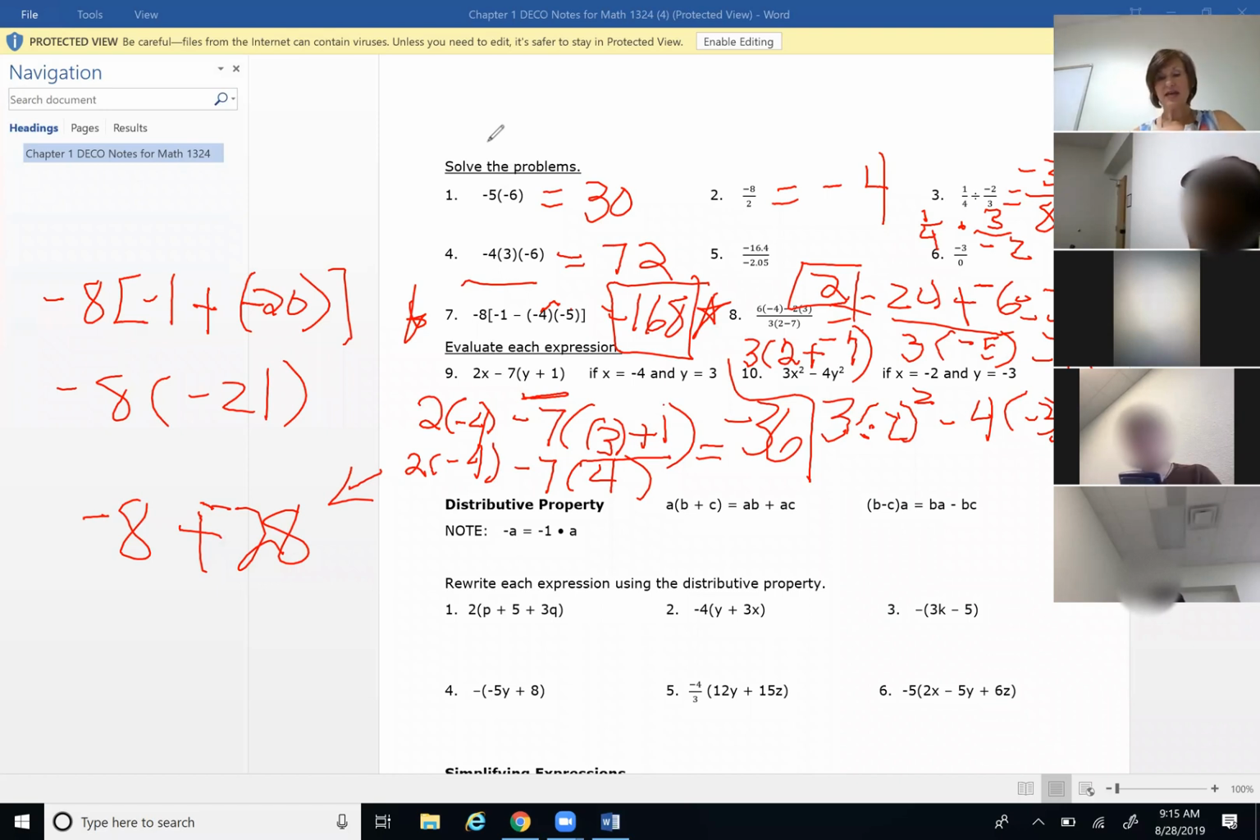Okay? So you take 3 times, and then in parentheses, I've got the -2 squared minus 4, and in parentheses, I've got the -3 squared. When you've got an answer, just raise your hand so I know you're done.